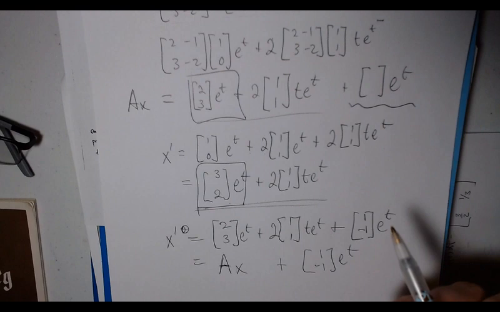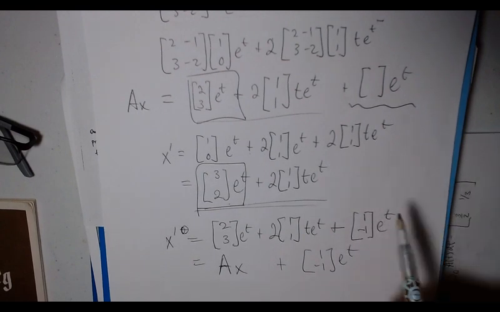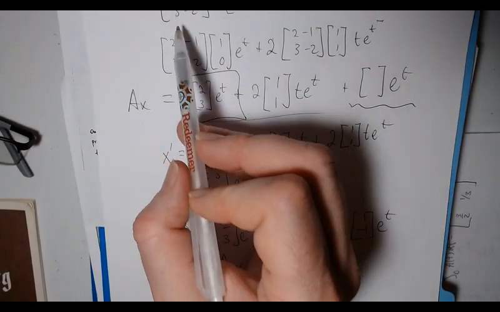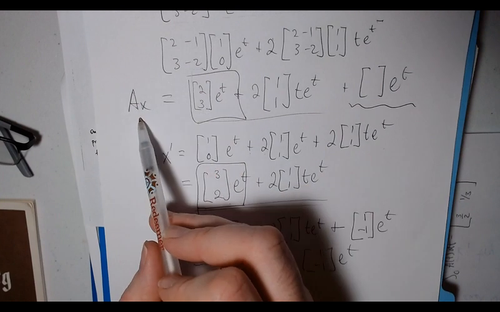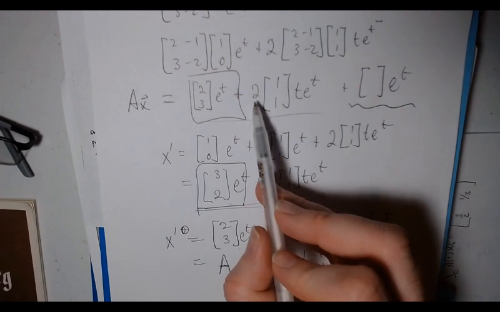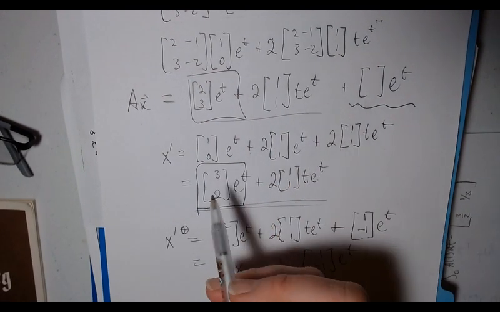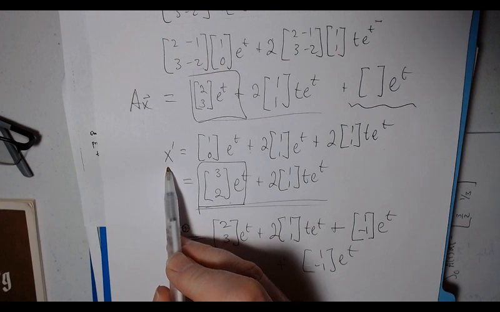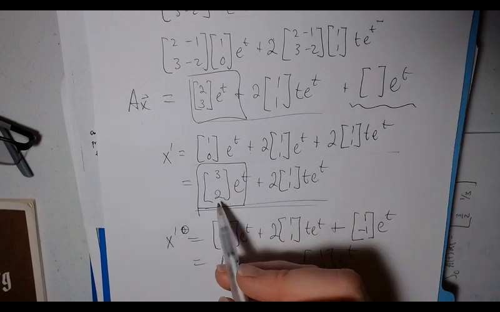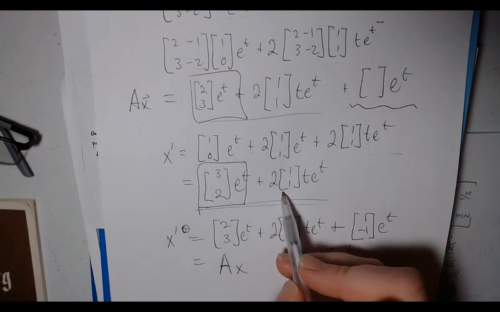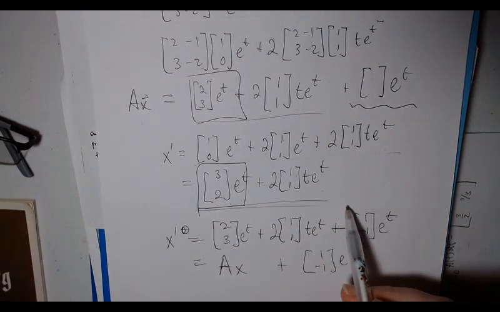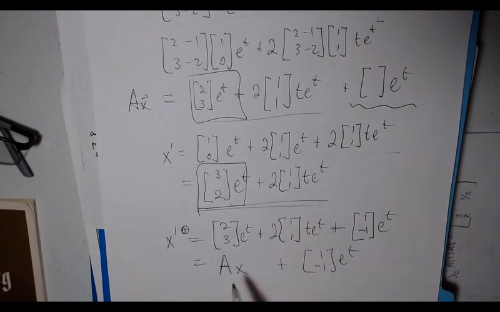Sorry about that. I'll walk you back through it. So we have that matrix, the [2, -1; 3, -2] matrix, multiplied by our x is [2; 3] e to the t plus 2 times [1; 1] t e to the t. We also have x prime, which we found a few minutes ago, is this, and if we add it up, that's [3; 2] e to the t plus 2 [1; 1] t e to the t. So these almost match. This x prime is just a little different from our ax.